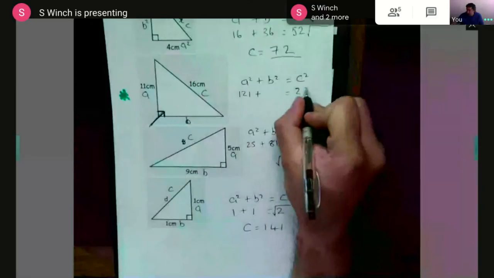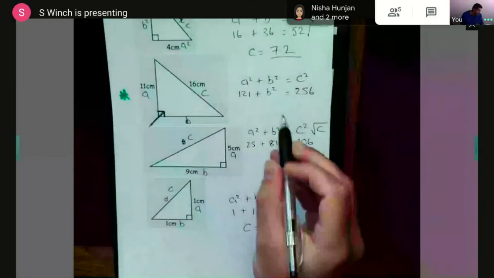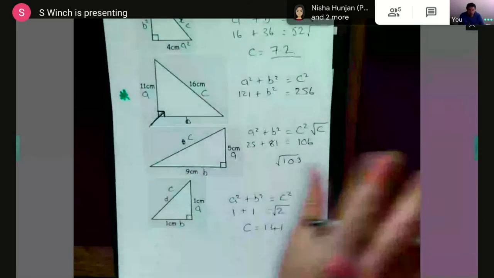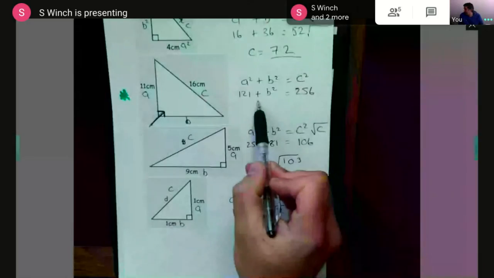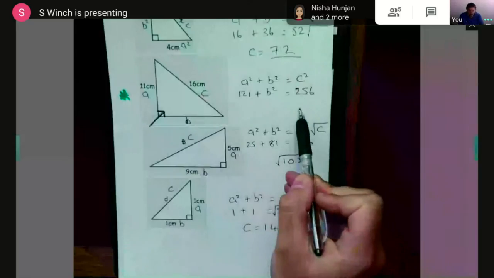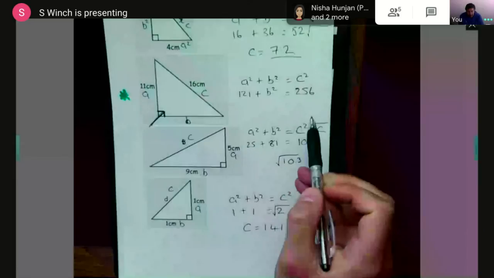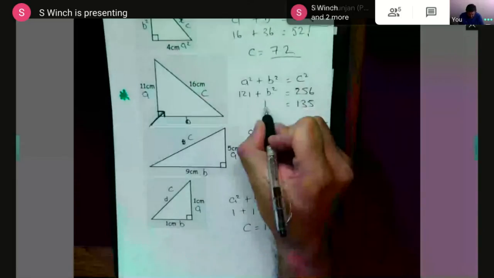Now remember, we want to put the algebraic term on one side of the equal sign and all the numbers on the other side. So we do that by subtracting 121 from this side and subtracting it from that side. So again, 256 subtracted by 121 to give me 133. No, sorry, 135. But B squared equals 135.